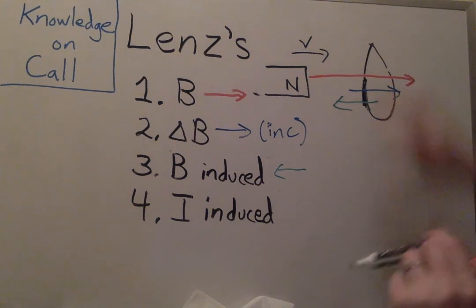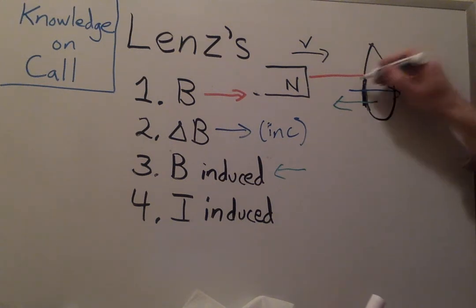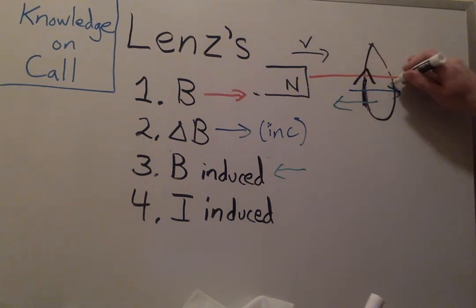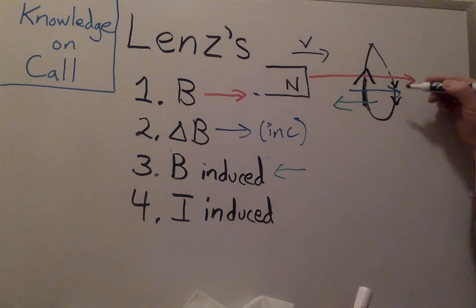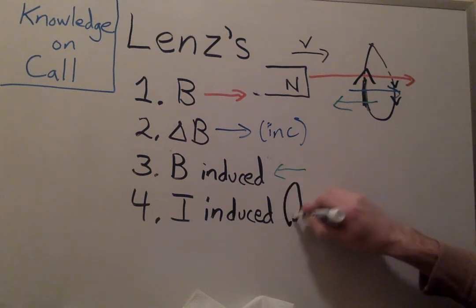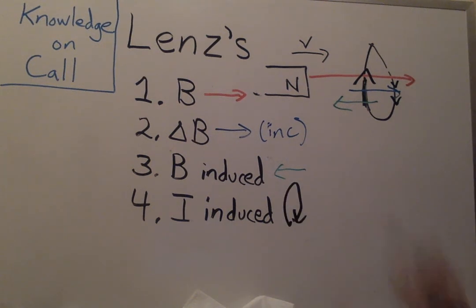So the way I would draw that on this is I would put a big up arrow and little down arrows to indicate it goes down and back. So as seen from the right, it's clockwise. That's Lenz's law.